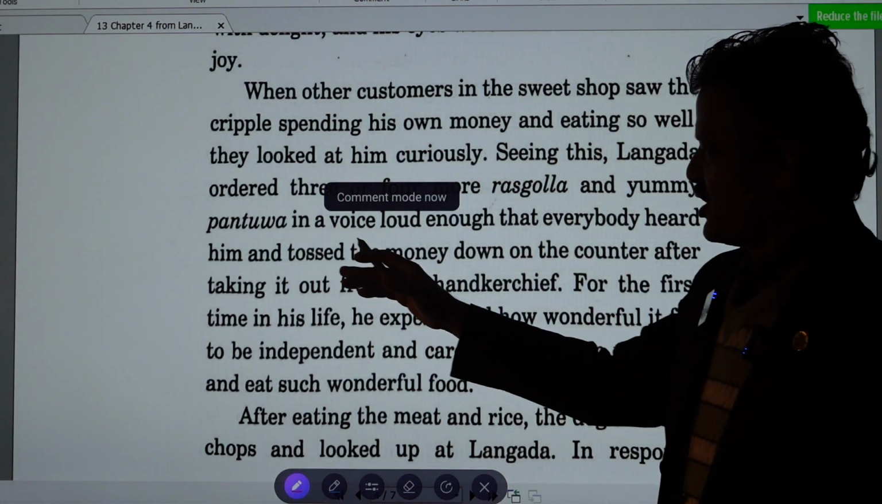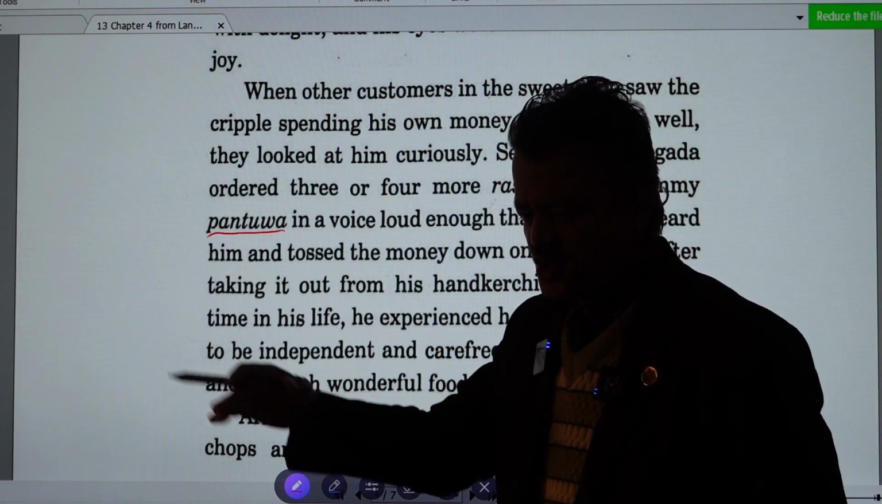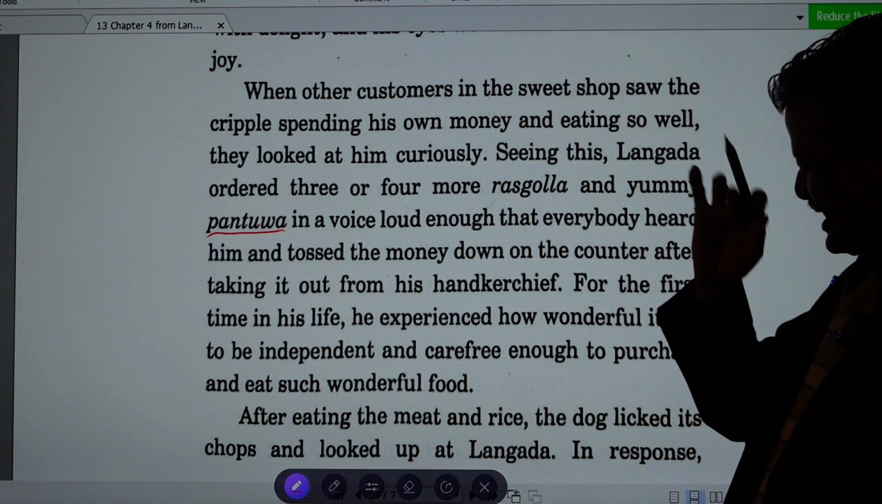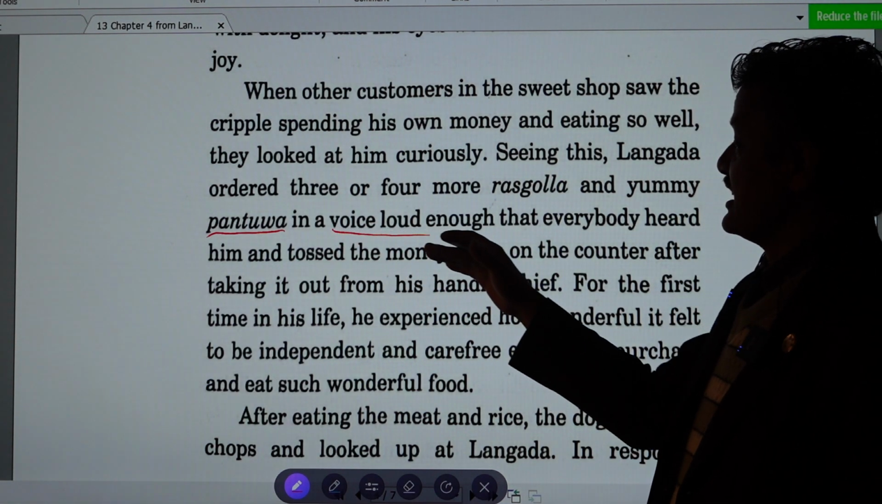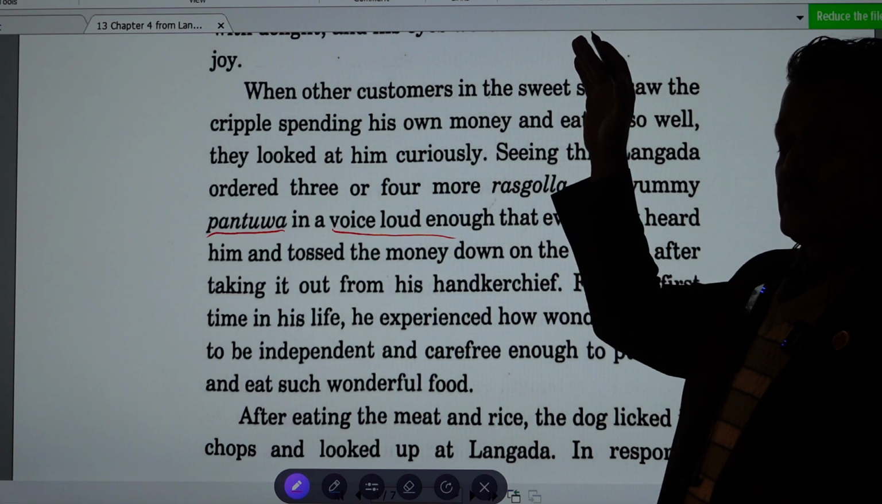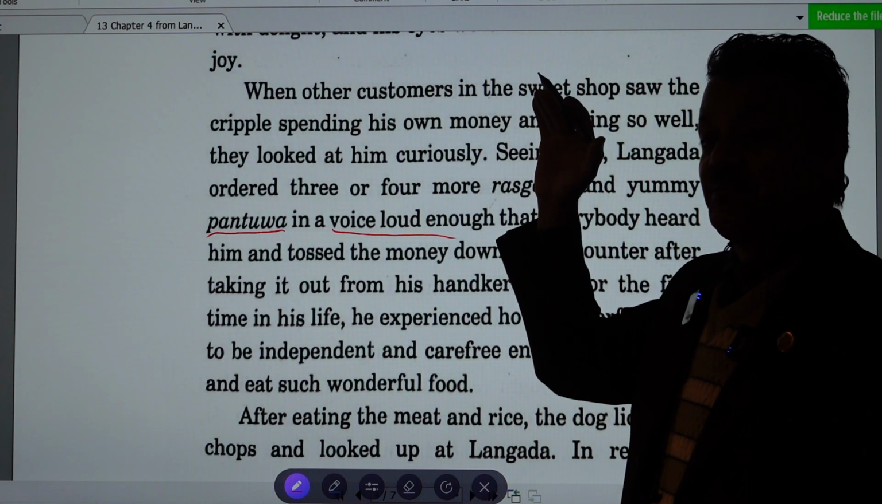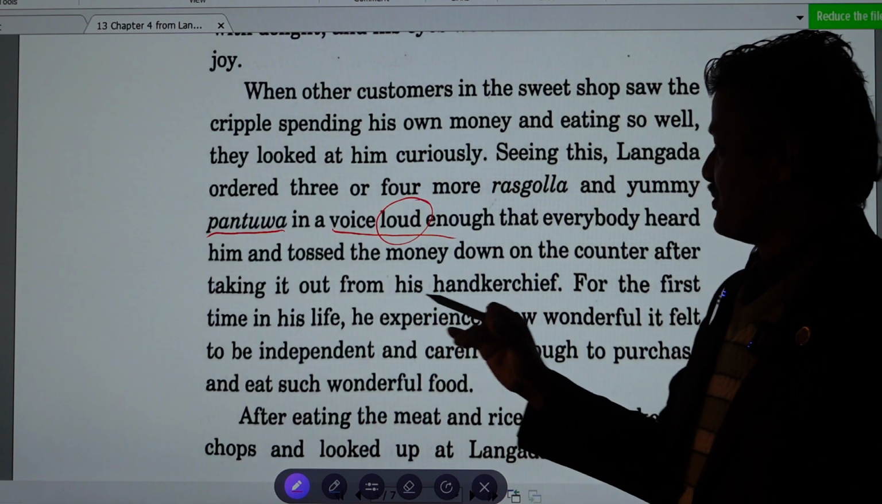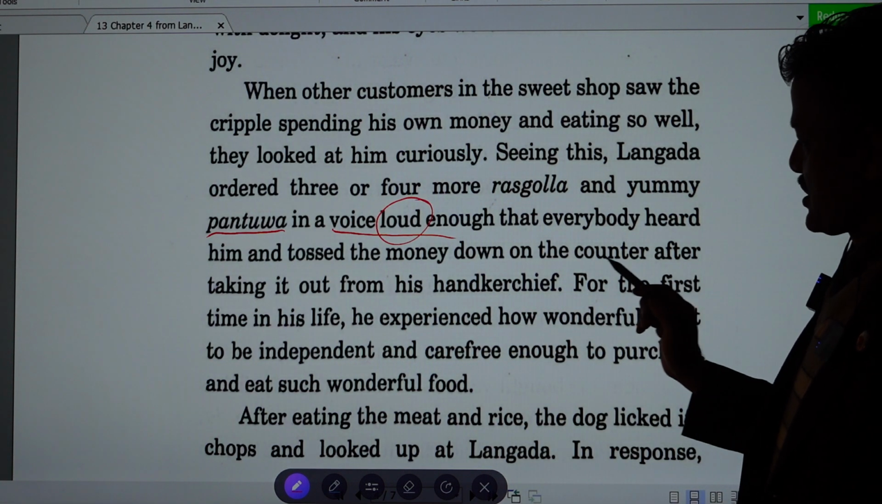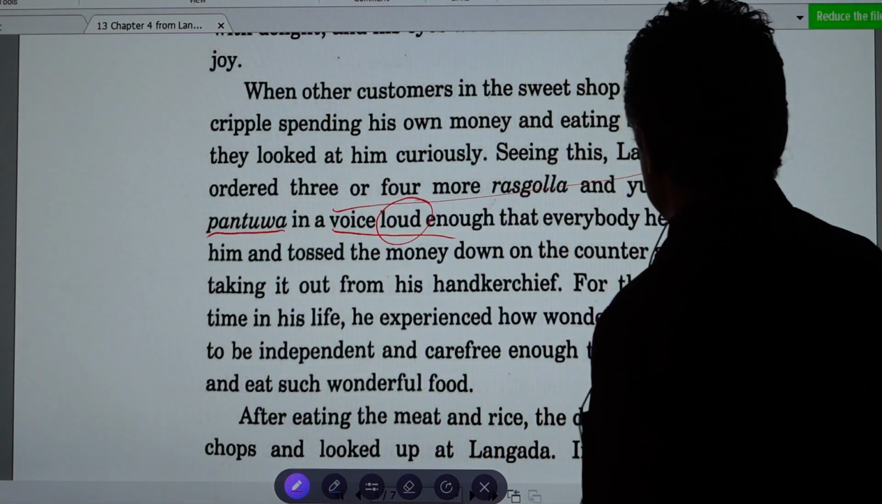Yummy pantua. I don't know what I read. I had checked. I forgot what pantua is. Kind of food. In a voice loud. Listen to his voice. In the previous paragraph, his voice was Hazur Malik Prabhu. Now his voice is loud. Enough. Do you see one thing I get here as I read this line?